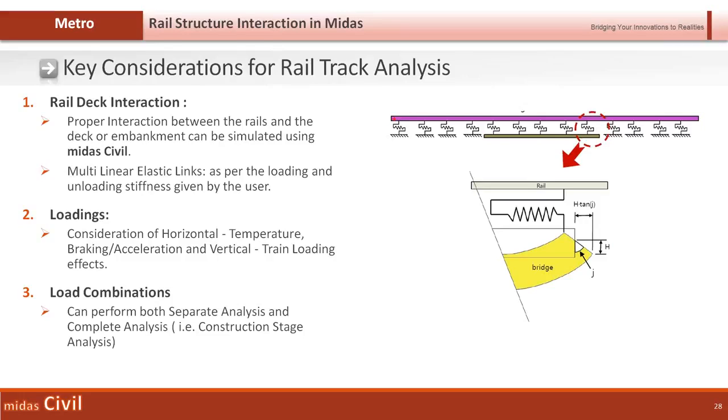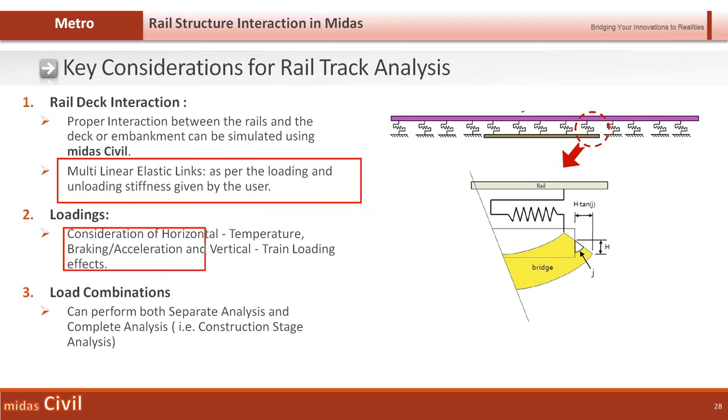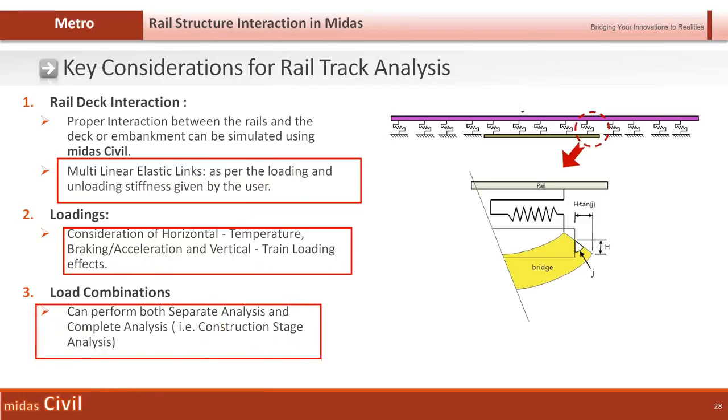So Midas Civil can accurately provide the rail deck and rail structure interaction in such cases. It also considers multilinear elastic links as per the loading and unloading stiffness given by the user. It considers the horizontal temperature, braking or acceleration force, and it can perform both separate analysis and complete analysis. I'll be discussing each and every topic in the coming slides.